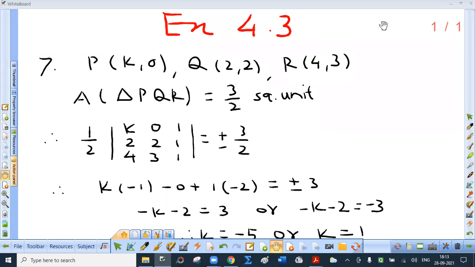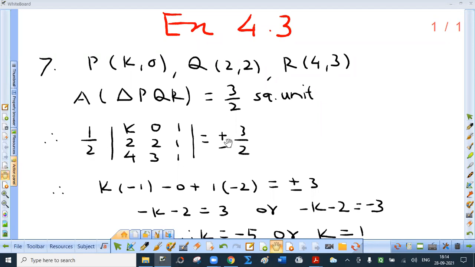Sum number 7. Find the value of k if the area of triangle whose vertices are (k, 0), (q, 2, 2), (r, 4, 3) is 3 by 2 square unit. See, area is half value of the determinant. If value of the determinant is negative, then we consider its absolute value. So we do not know whether originally it was 3 by 2 or minus 3 by 2. And therefore we say that area is given to be 3 by 2. So half into this determinant is plus 3 by 2 or minus 3 by 2.